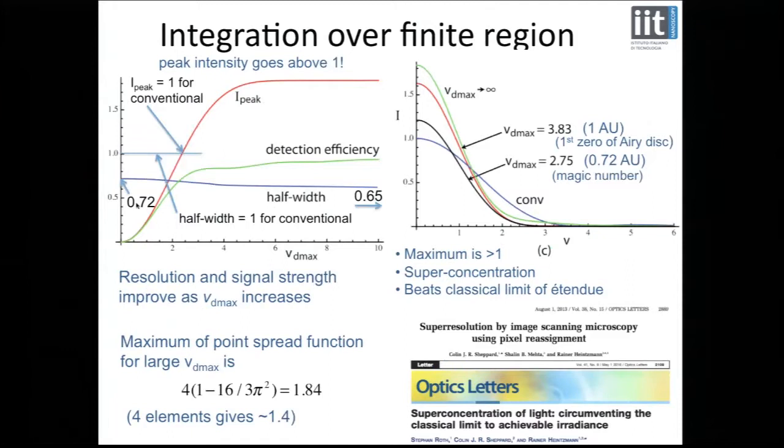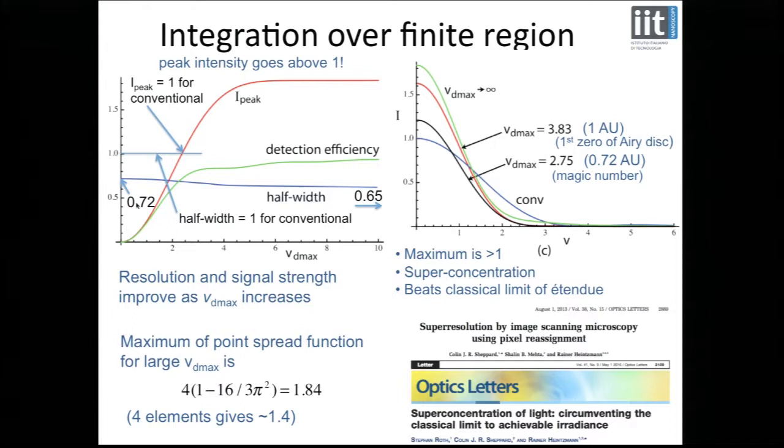This is some analysis you can find in this paper in Optics Letters, showing how resolution changes as you change the size of the detector array, how the detection efficiency increases, and how the peak intensity increases. And this is an amazing thing when we first realized this. You see, this peak intensity of the point spread function goes above one. We're collecting all the light, but then we're squeezing it into a smaller spot. So it gets brighter. The point spread function is brighter than you can get in an ordinary microscope, which seems incredible. And this is showing how the point spread function changes as you change the size of that detector array.